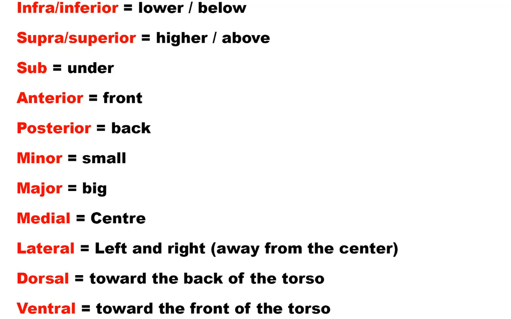It can be left or right. Dorsal means toward the back of the torso. Ventral means toward the front of the torso. So just keep in mind the meaning of these words as we talk about the muscles, because we're gonna have a lot of them prefixing the name of the muscles.